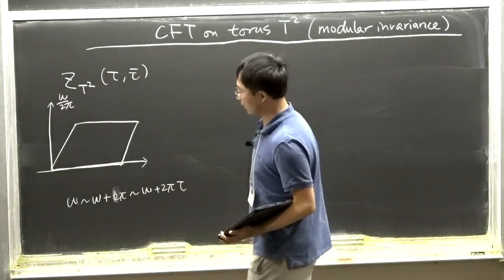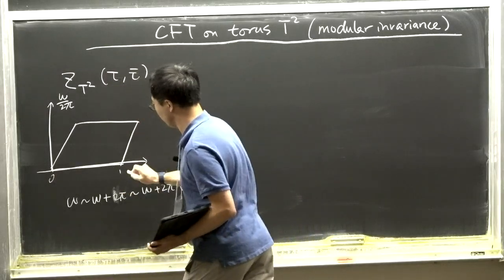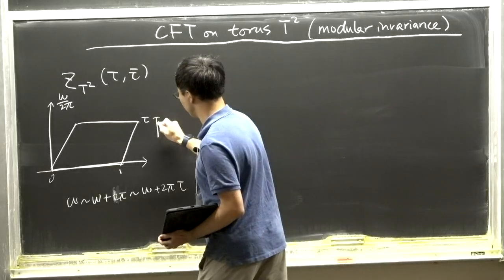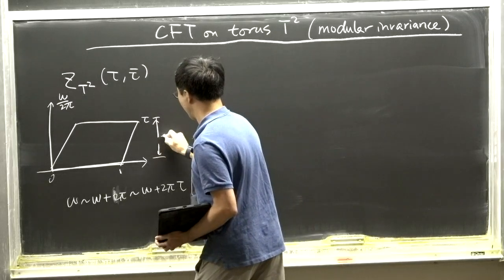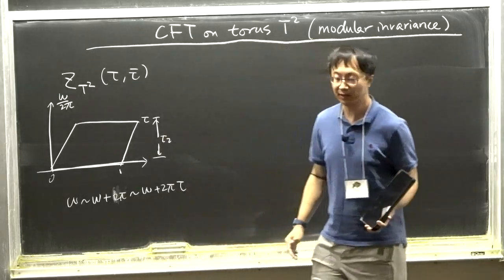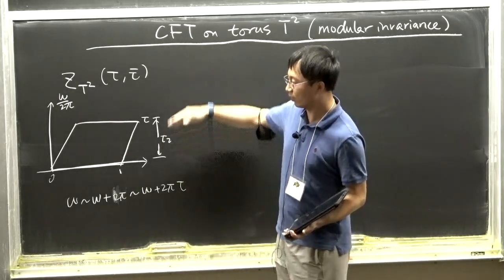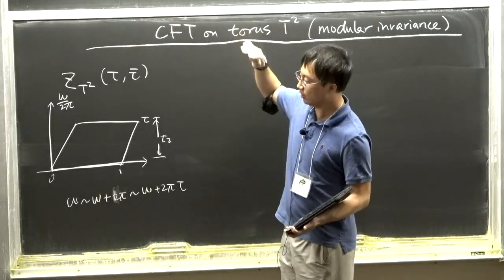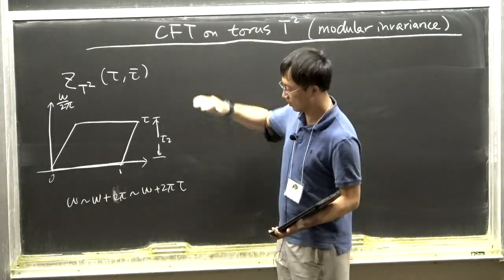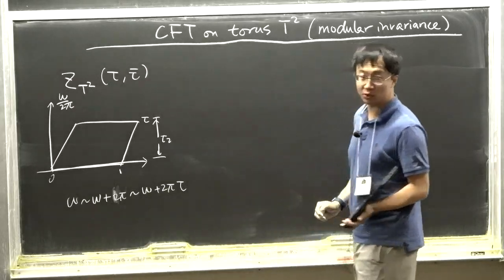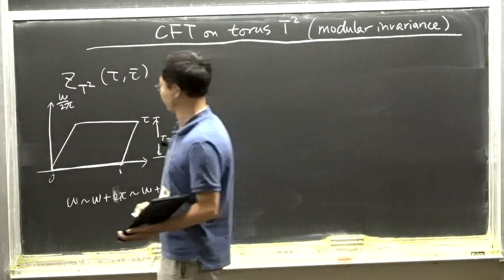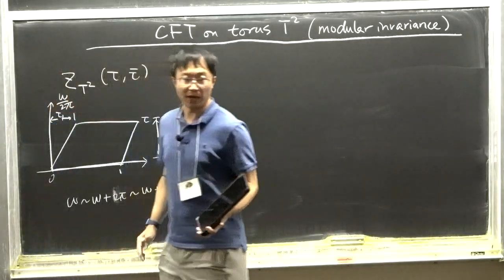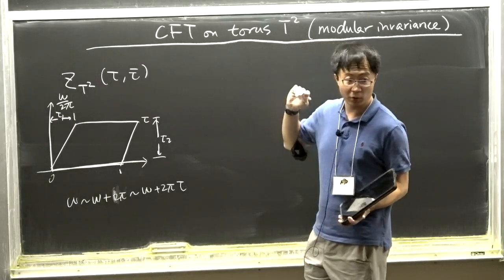So this point corresponds to 0, this corresponds to 1, and this is tau. In particular, this vertical height of the torus is tau 2. And if you want, you can think about this as the time direction. And this tau 2 is the length of the cylinder, whose top and bottom you glue together to construct this torus. And this tau 1 is the shift that you implement when you do that gluing.